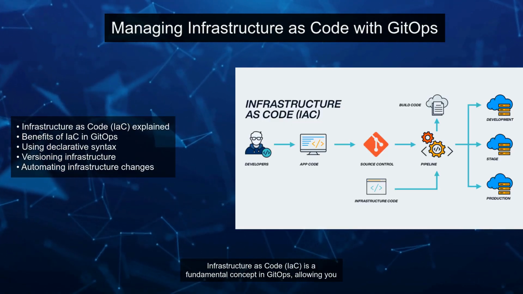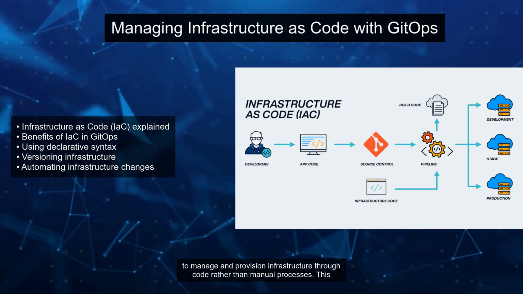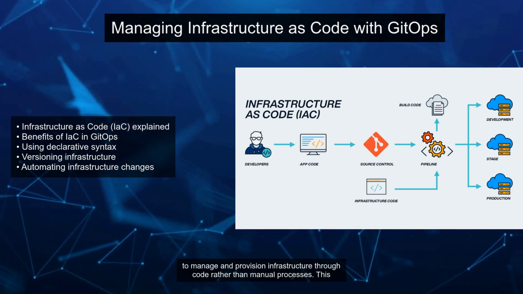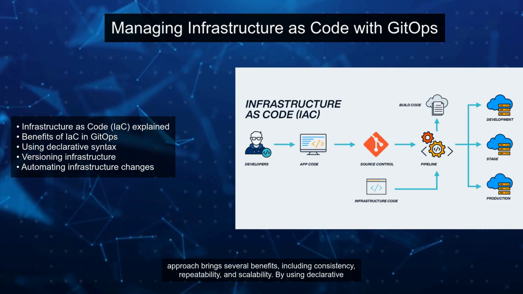Infrastructure as code, IaC, is a fundamental concept in GitOps, allowing you to manage and provision infrastructure through code rather than manual processes. This approach brings several benefits, including consistency, repeatability, and scalability.